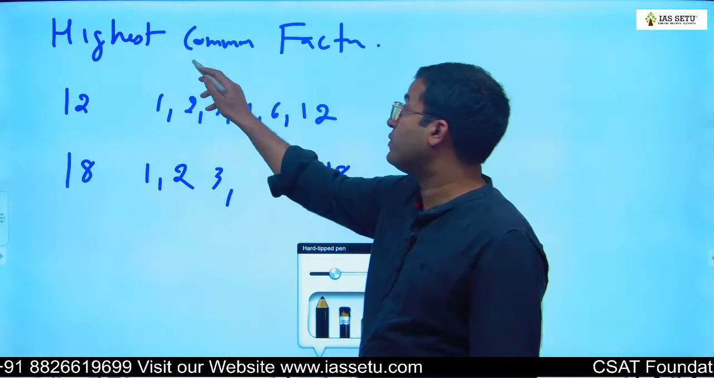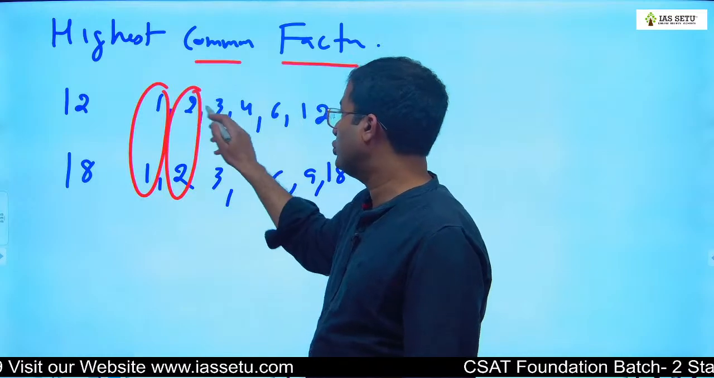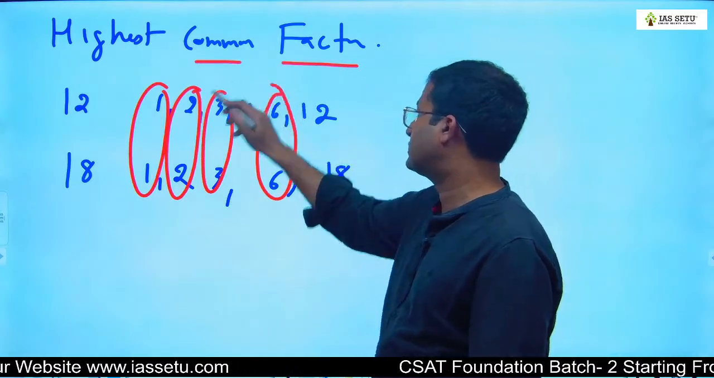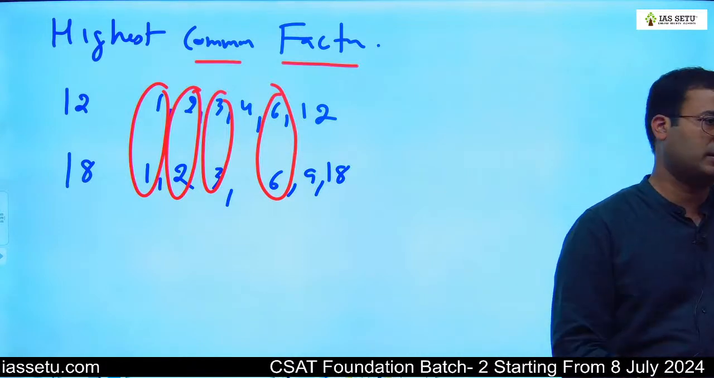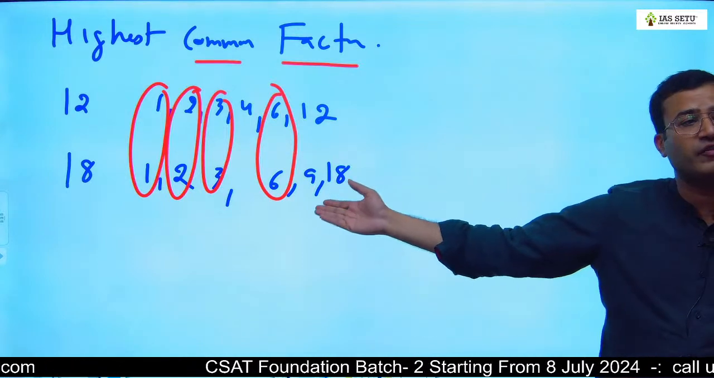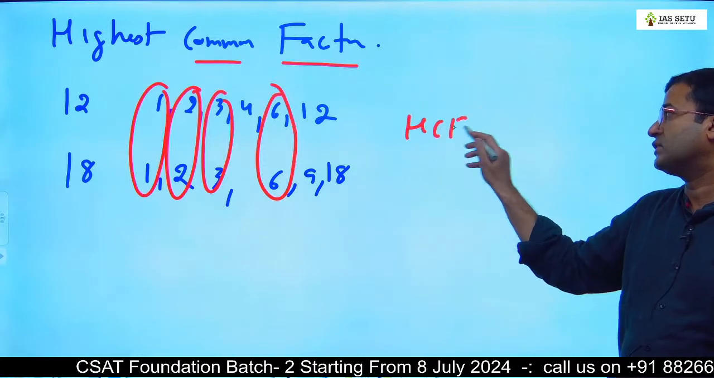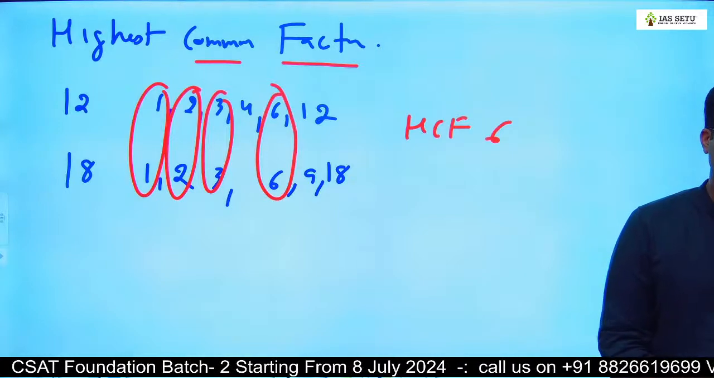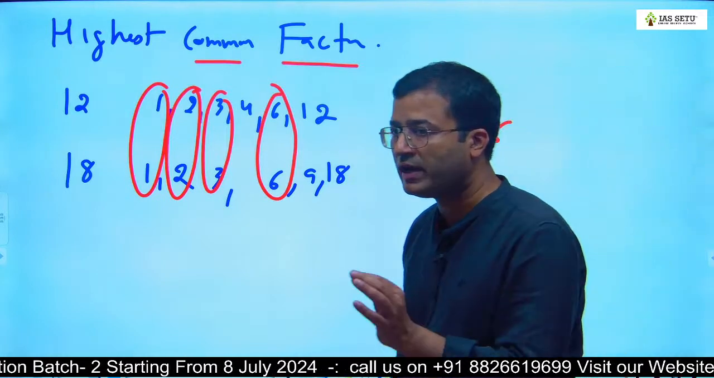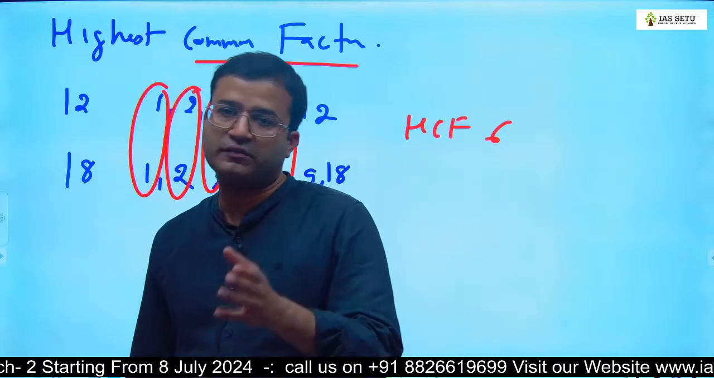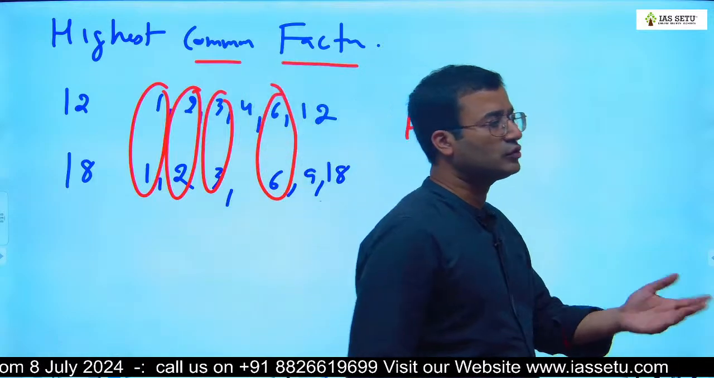What here are the common factors? 1, 2, 3, 6. And what is the highest out of these common factors? Highest is 6. So clearly, what is the definition of HCF? Among the factors we have to take common factors, and among the common factors the highest one is known as HCF.